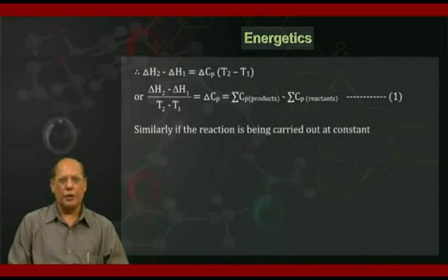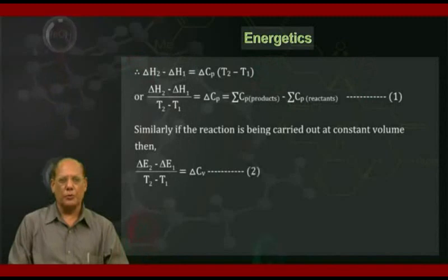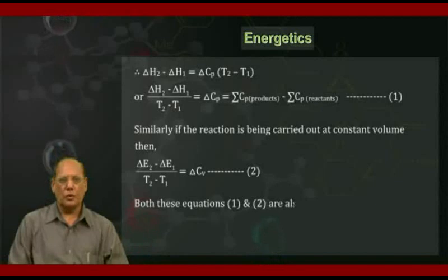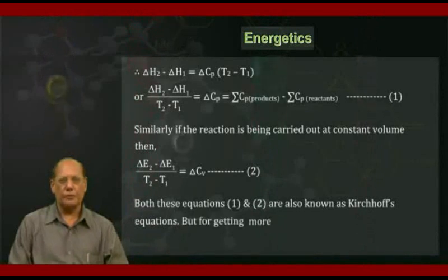Similarly, if the reaction is being carried out at constant volume, then delta E2 minus delta E1 upon T2 minus T1 will be equal to delta Cv. That's equation number 2. Both these equations, number 1 and 2, are also known as Kirchhoff's equations.